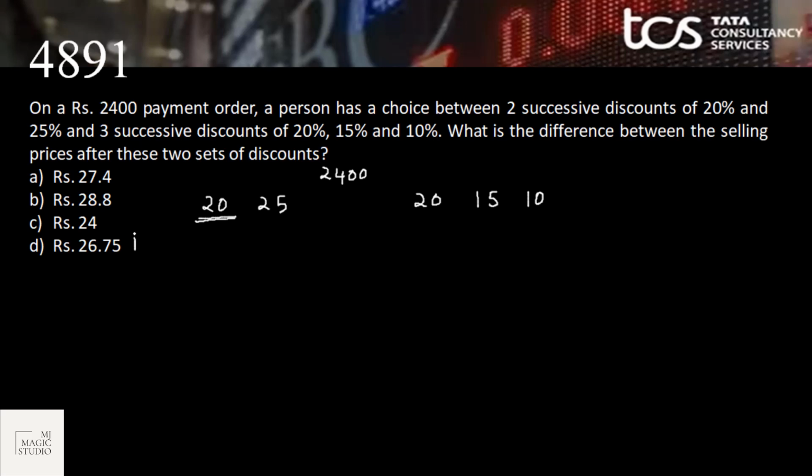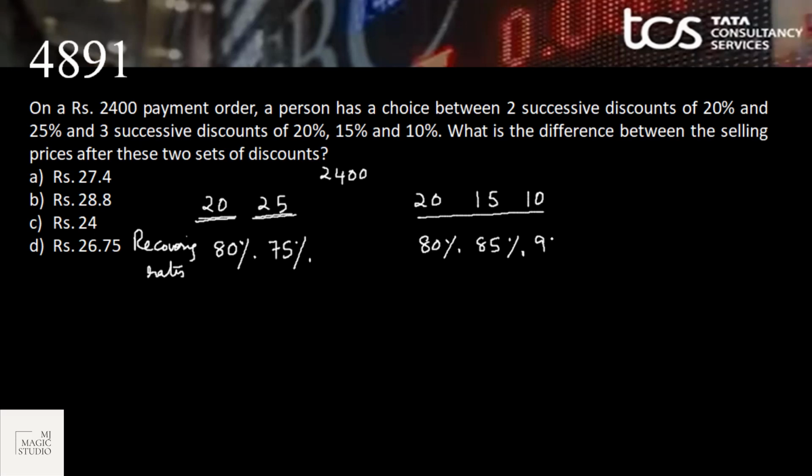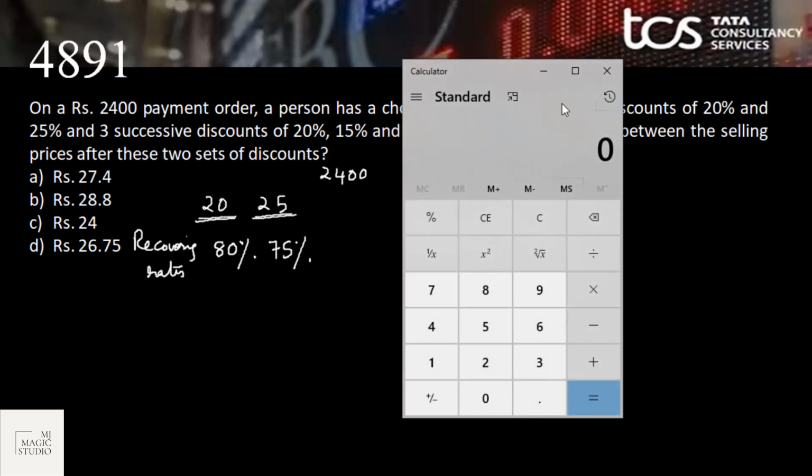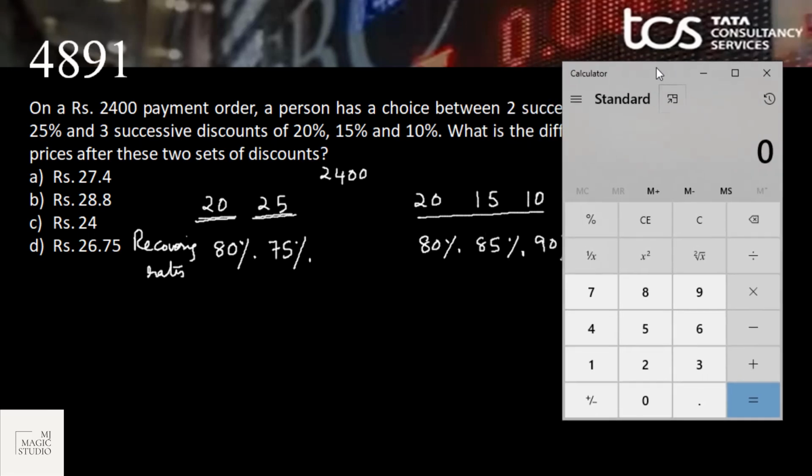A discount of 20% is given. Whenever a discount is given, we are concerned about recovery rates. If a discount of 20% is given, the recovery rate is 80%. And then the second recovery rate is 75%. Here the three recovery rates are 80%, 100 minus 15 is 85%, and 100 minus 10 is 90%. Now we can use our on-screen calculator for quick calculations.